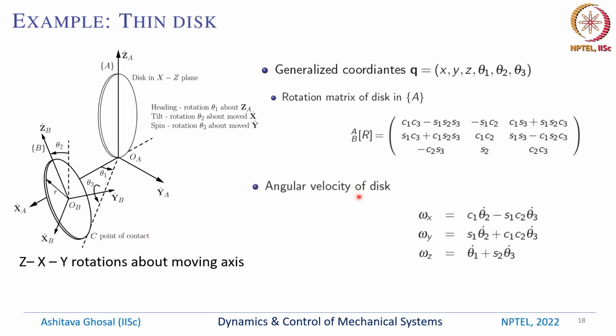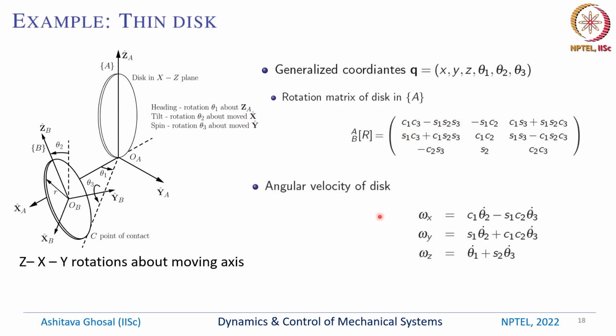The angular velocity of the disk can be obtained by R dot R transpose. I'm skipping many steps. We can take the time derivative of each one of these elements. So C1, C3 will become minus S1 theta 1 dot into C3 plus C1 into minus S3 theta 3 dot. We have to use the chain rule and find the derivatives of each one of these terms. So this is R11, so R dot means R11 dot.